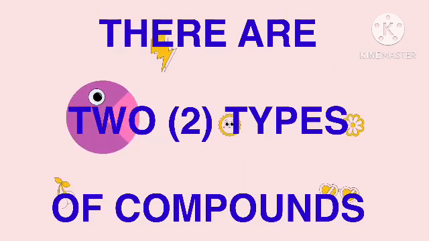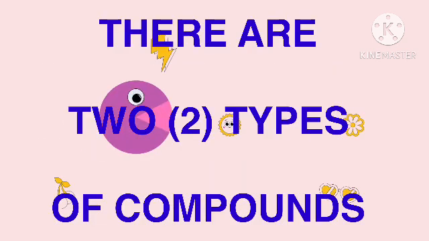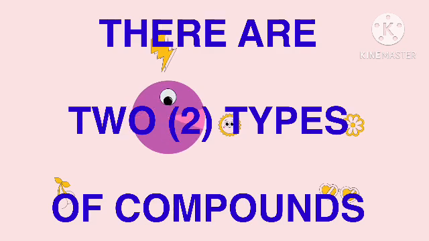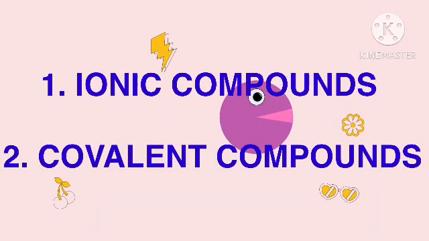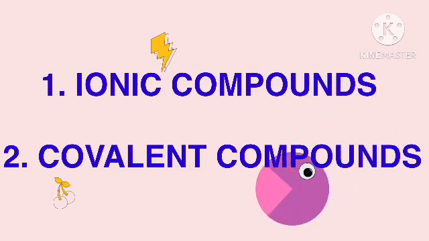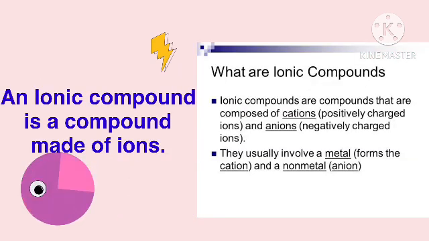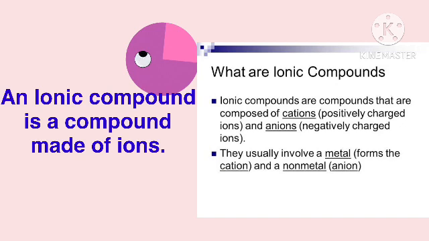Now we have two types of compounds. We have the ionic compound and the covalent compound. An ionic compound is a compound made of ions.